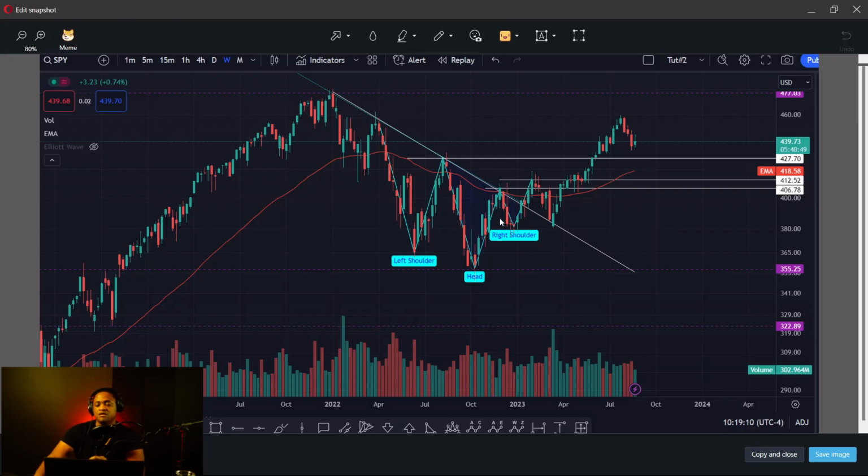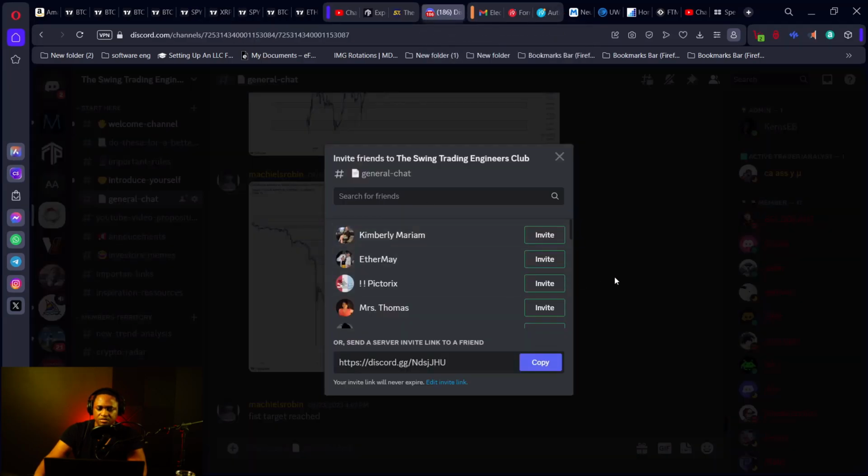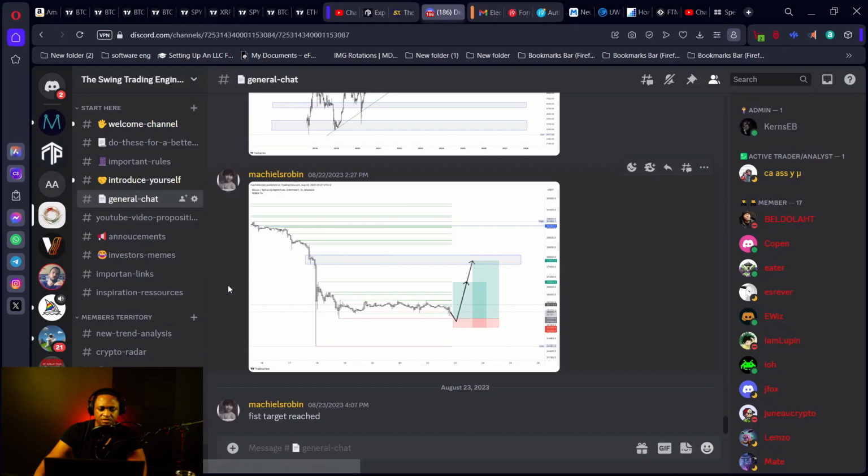Now, we've been having 4 weeks of going down in the market. But we are expecting some reaction at those levels, 427, 422, 412, and 406. And this chart, I'm gonna put it on our Discord somewhere here.